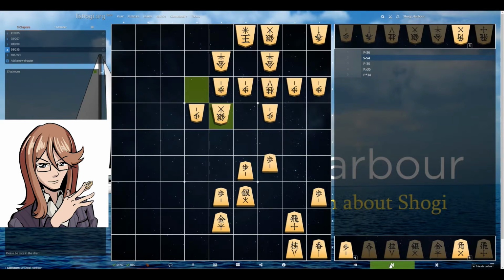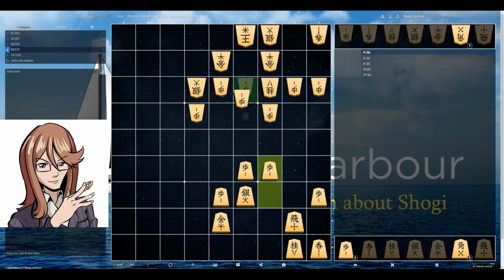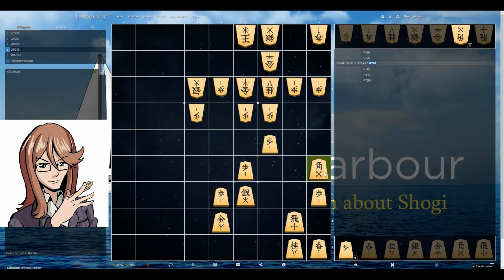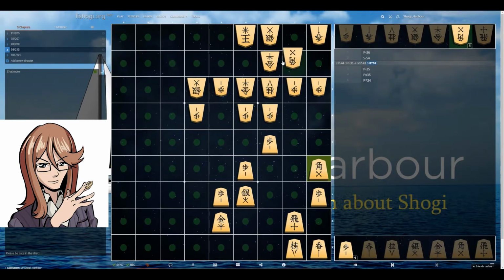If they try to defend, the only way to defend would be to bring the gold here. Again, if they take, we drop. So they bring the gold, but this is where our friend bishop comes in. We drop it, threatening to take it. Again, if they take, we drop the pawn. And now the most difficult defense, which will be bishop drop 5-2.